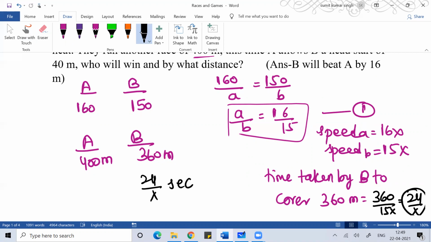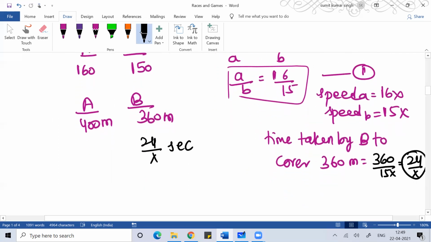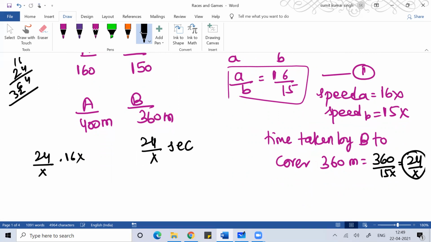So in that time, what distance would A have covered? The distance A would have covered would be 24 by x into the speed of A, which is 16x. So I can solve this: 16 into 24, 64, 32. So A has covered around 384 meters.